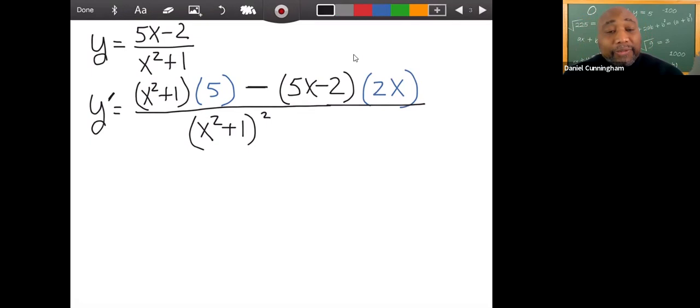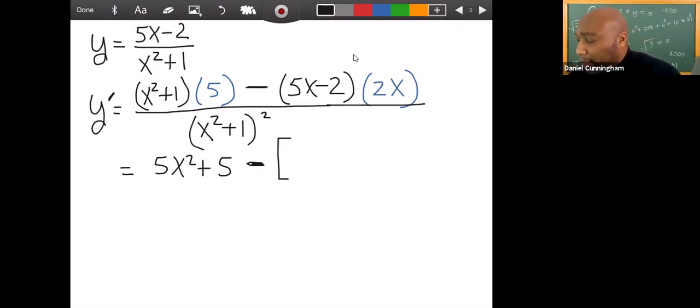Now you've got to simplify your numerator. In this case, we end up with 5x squared plus 5. Now watch how I'm going to do this. Minus, I'm going to put the minus here and keep this as a bracket, so I make sure I don't lose my negativity on everything after the bracket. So it'd be this times that, this times this. This will give me 10x squared minus 4x.